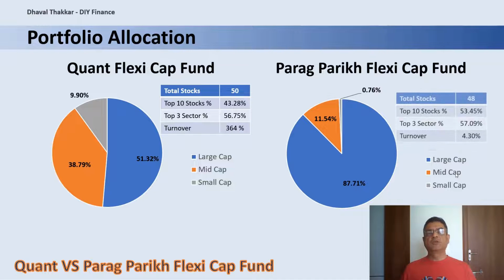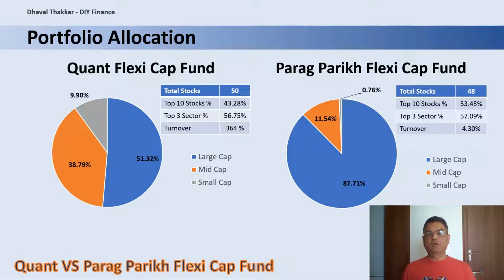The portfolio seems not so diversified as it has 48 stocks, with the top 10 stocks contributing around 53% of the portfolio, whereas the top 3 sectors contribute around 57% of the portfolio. Here, the turnover ratio is only 4.3%, as the fund follows a buy and hold strategy, which is very different from the strategy followed by Quant.